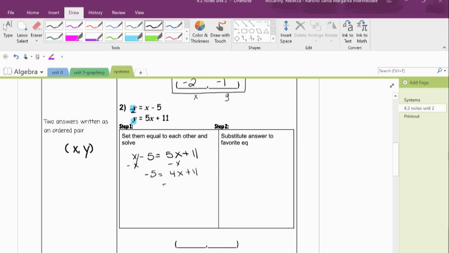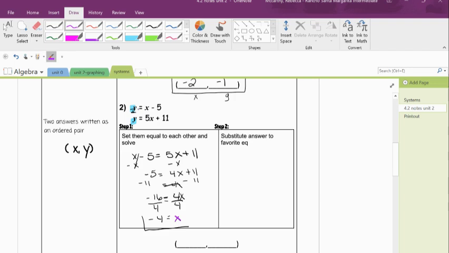And I have negative 5 equals 4x plus 11. And now I'm going to solve for x by subtracting 11 from both sides. I get 4x is equal to negative 16. Divide by 4. And I get x is equal to negative 4. I'm not going to put a box around it yet because now I've solved for x.